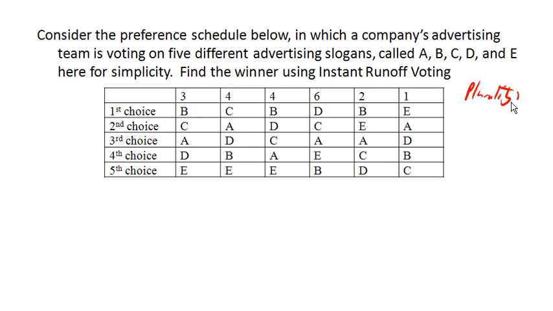Let's just double check that plurality, just for comparison. How many first place votes does A have? None. B, 3 plus 4 plus 2 is 9. C has 4. D has 6. And E has 1. Yes, so B would be the winner under plurality. But we're not going to use plurality.